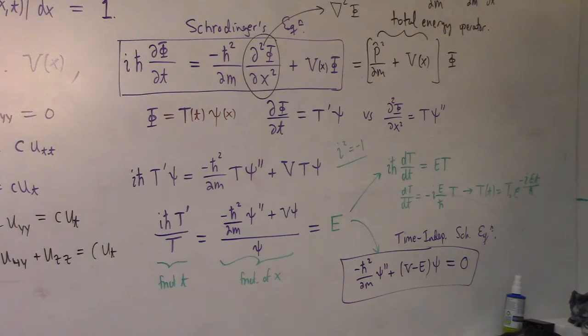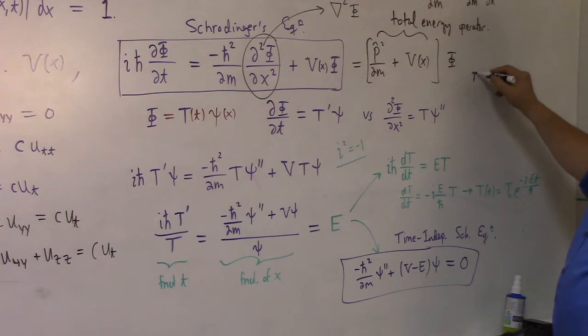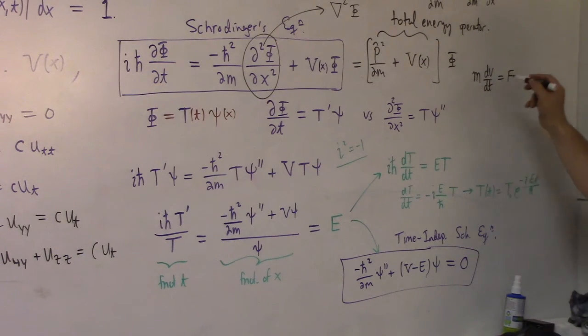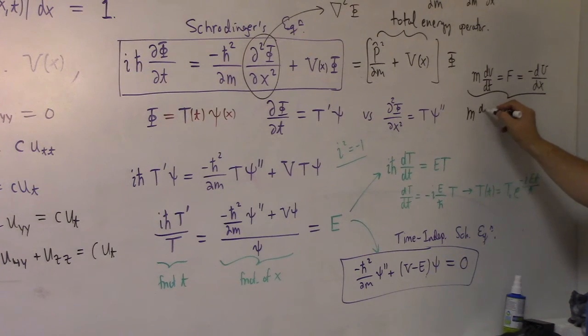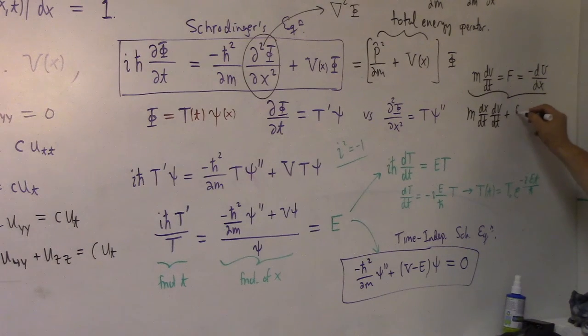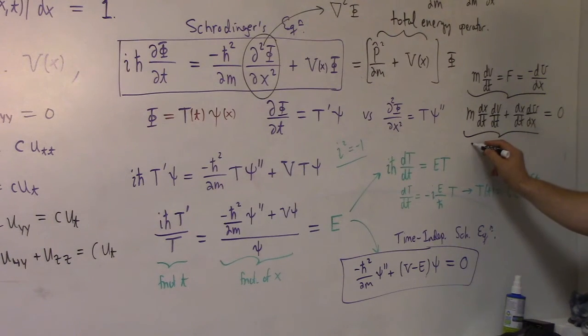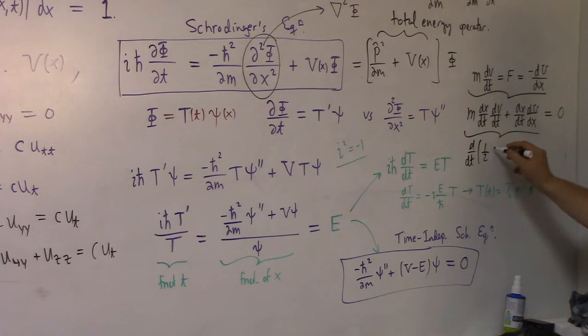Even Newton's equation, ma, that is, m dv/dt equals F. If F comes from a potential, F equals minus du/dx. If you take this and multiply by dx/dt, what you get is m dx/dt dv/dt plus dx/dt du/dx equal to zero. But this is exactly the derivative with respect to time of one half m v squared plus u.